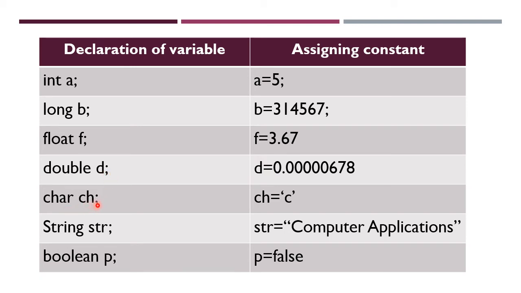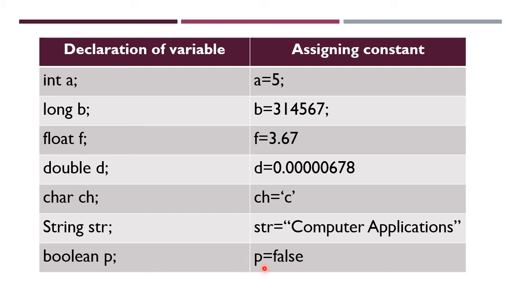Char ch. Ch is a character variable which is able to hold a single character or symbol or digit that should be enclosed within single quotes. Ch is equal to c, in single quotes. Next, string str. Str is of type string variable. Str is capable of holding any words, sentences or paragraph, and those words should be in double quotations. Here I have used two words as a string. Str is equal to computer applications, enclosed in double quotations.